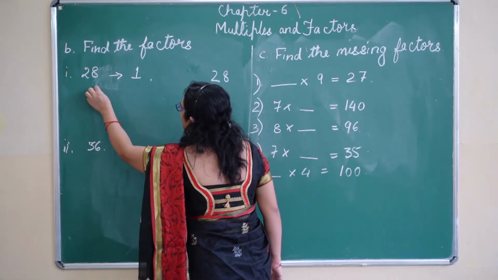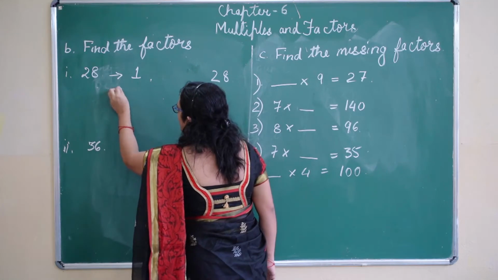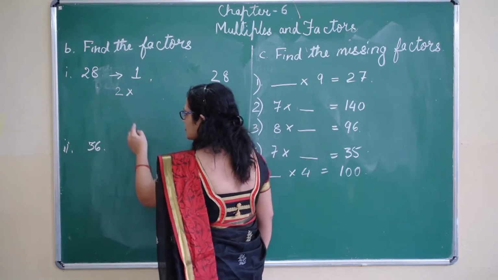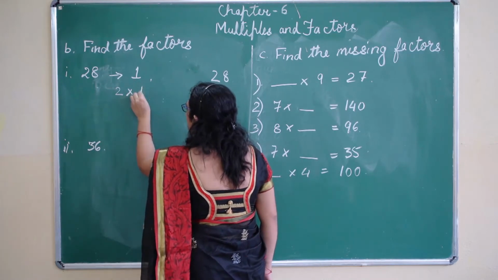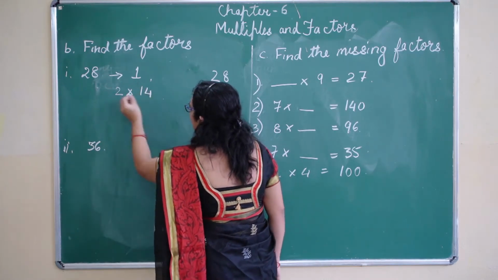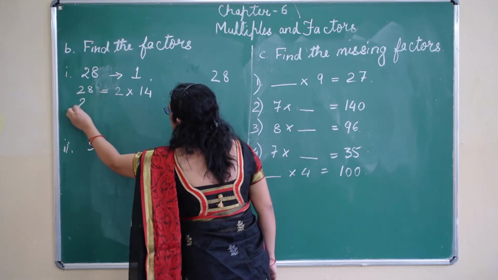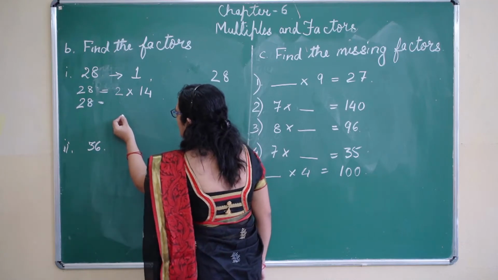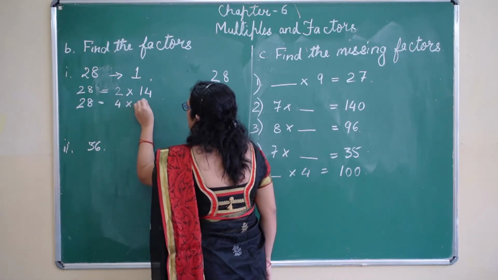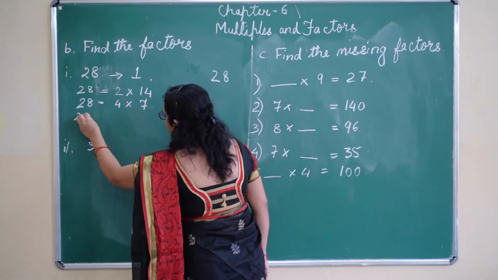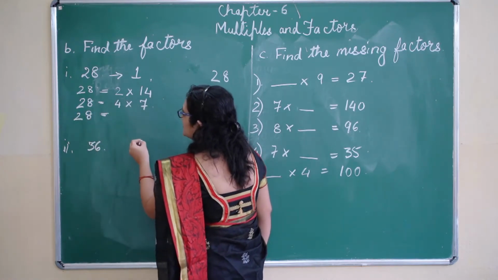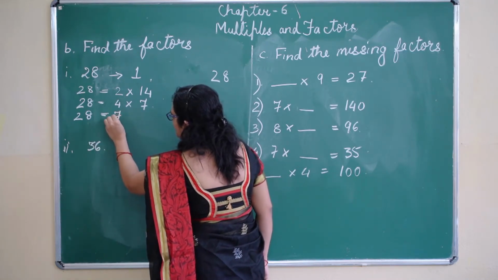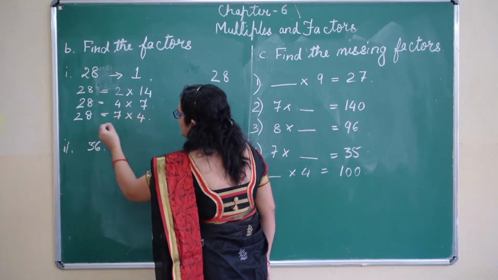28 comes in the table of which number? We will start with 2. Does 28 come in the table of 2? Yes, 2 14s are 28. Next, does 28 come in the table of 3? No. In the table of 4, 7s are 28. Next 5: does 28 come? No. Then 6? No. Then 7 4s are 28.